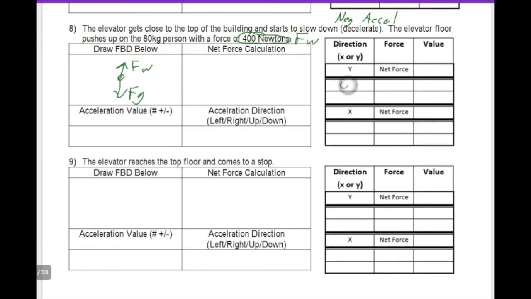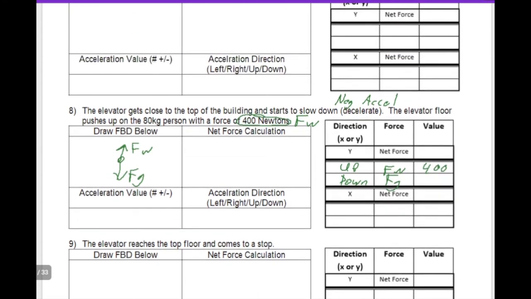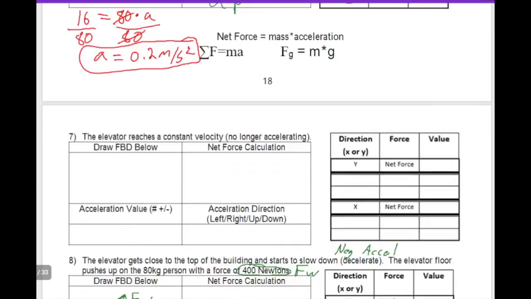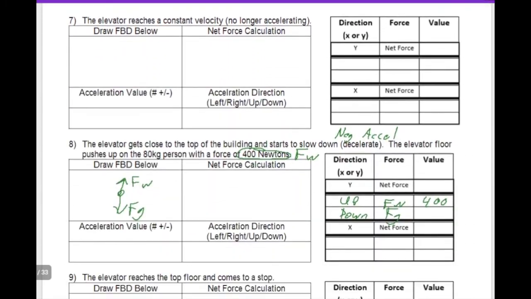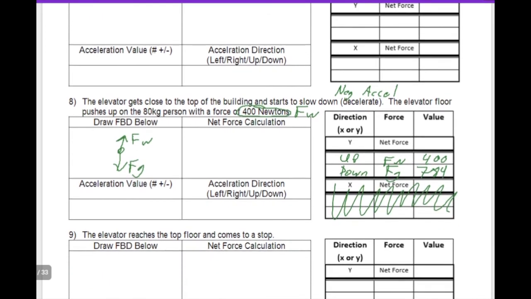So I'm going to go ahead and write my forces over here just like I've been doing, where normal points up, gravity points down. So normal is now 400. Gravity is always the same. We know that gravity doesn't change. Now I'm going to go back to the previous page to see what it is. 784. So I'm going to write that right here. We know that the elevators don't accelerate in the x direction, so we can get rid of all this garbage.